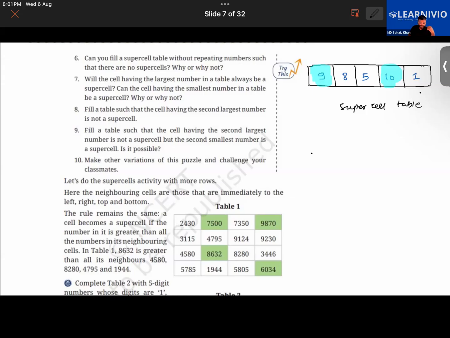Question number 7 says, will the cell having the largest number in a table always be a supercell? That's an interesting question. Usually, what have we learned about supercells? The number that is large will be a supercell, since it has to be larger than its neighboring numbers. But now the question says, will the cell having the largest number always be a supercell? Let's understand this one.